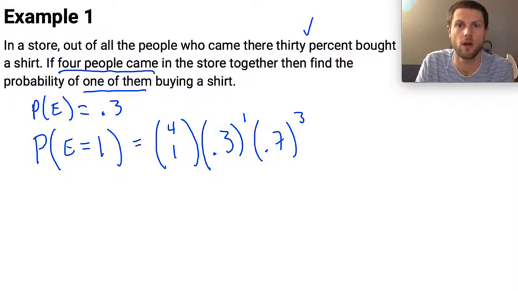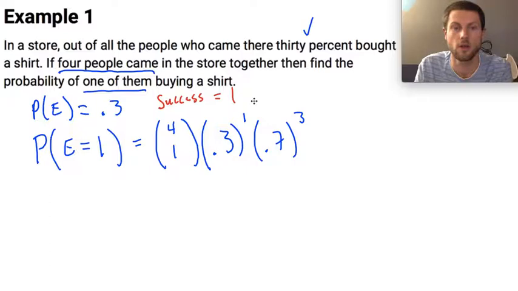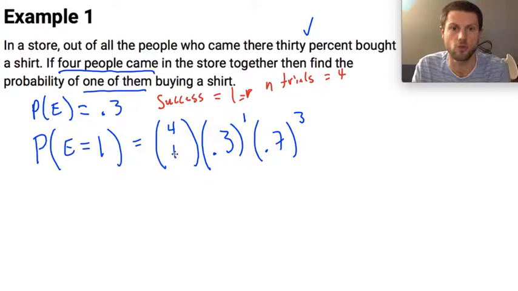So again, just to reiterate where those numbers come from, the number of successes is 1, since one of them buys a shirt. The number of trials, n, equals 4, and the successes are also equal to my r. So that's where all the n's and r's come from. This is my n choose r, 4 choose 1. Here is my exponent for successes, and here is my exponent for failures. The failures equal 4 minus 1, which equals 3.